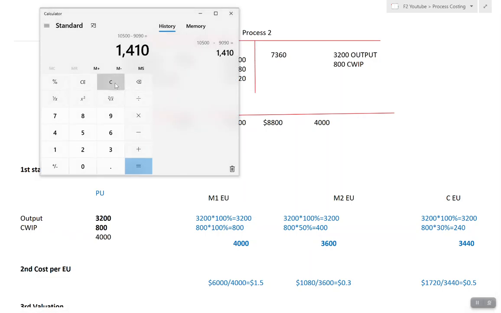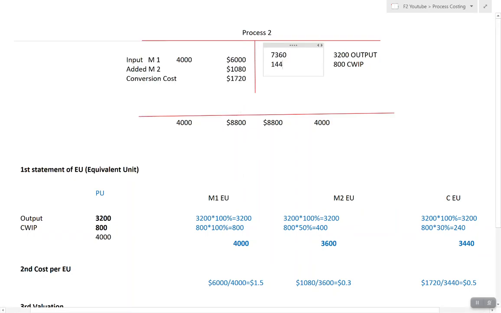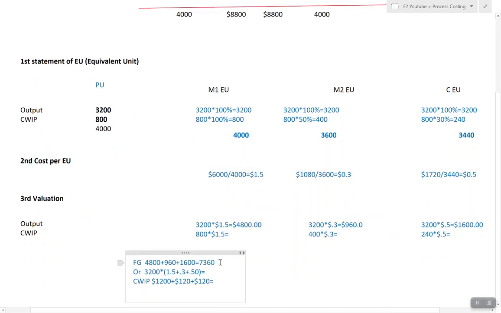So 8,000 minus 7,360 becomes 640, 800 plus 800. That means 1,440 would be the value of closing work in progress. You can find these values directly as well, because we are multiplying 3,200 same units by 3 different costs. So if I take 1.50 plus 0.30 plus 0.50 and multiply it, it should give me the same value. Now let's look at closing work in progress.